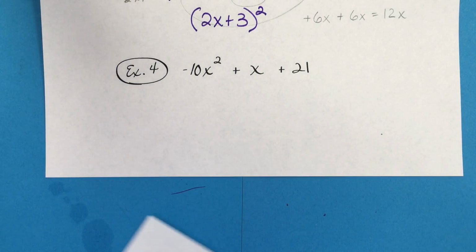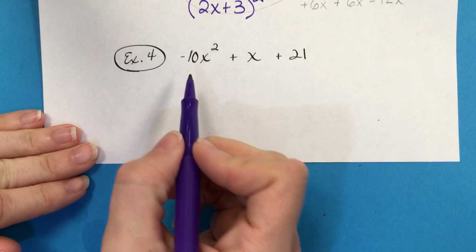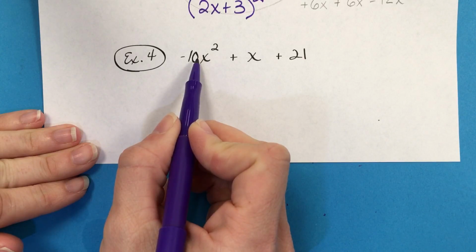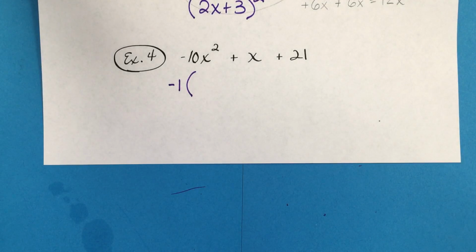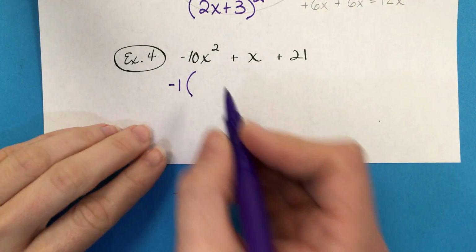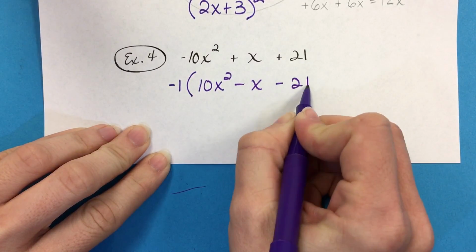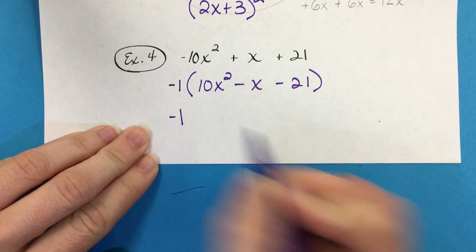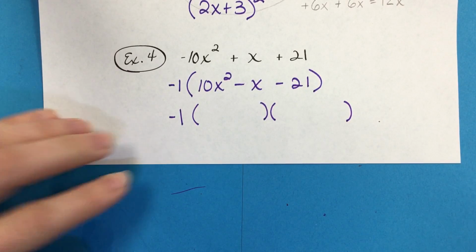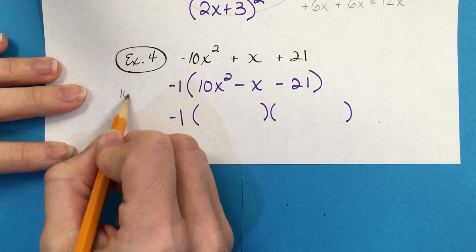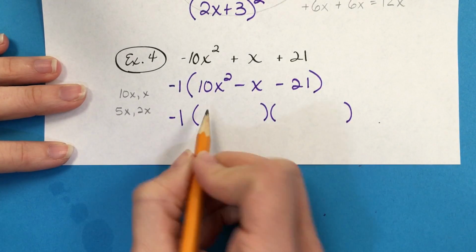Now, we had one a while ago in which we had a negative in front, and I told you when you're factoring your trinomials, you're going to want this first term to be positive. So first thing I'm going to do, same thing I did a while ago, is take out a -1. So that means I now have a positive 10x squared minus x minus 21. Okay, so -1 is part of your answer. Do your two sets of parentheses. My first term is 10, so I could go with 10x times x or 5x times 2x. So I'm going to try 5 and 2.